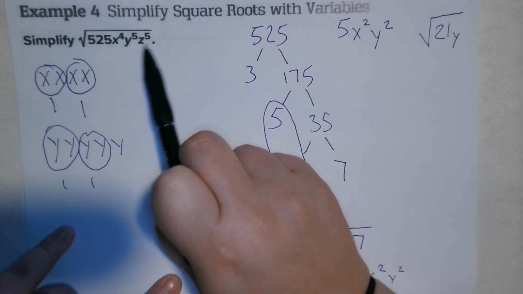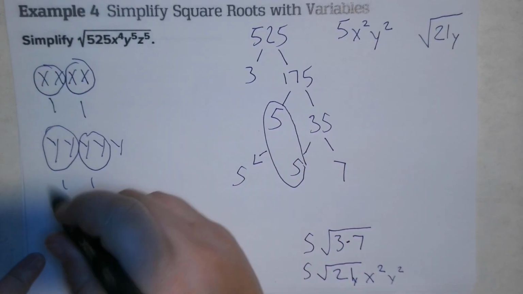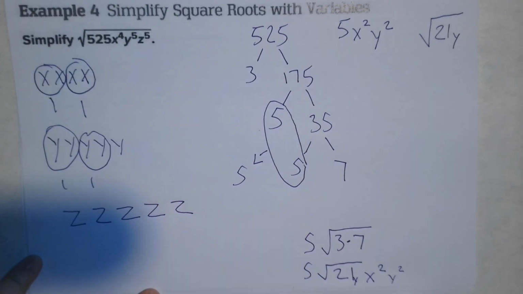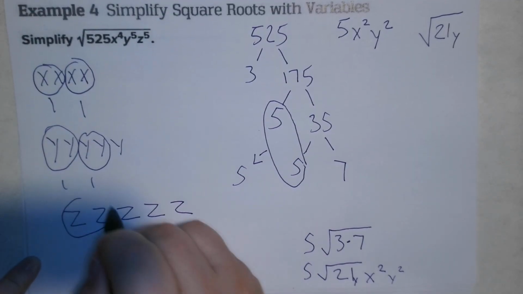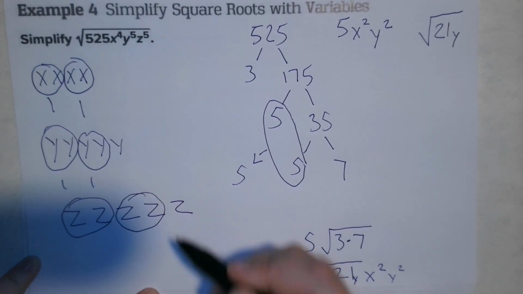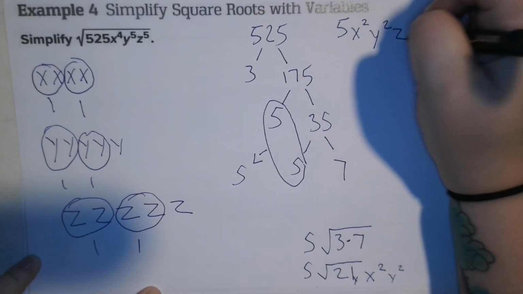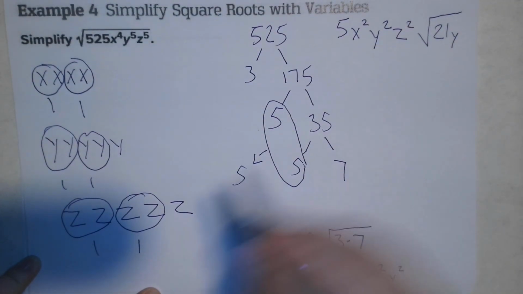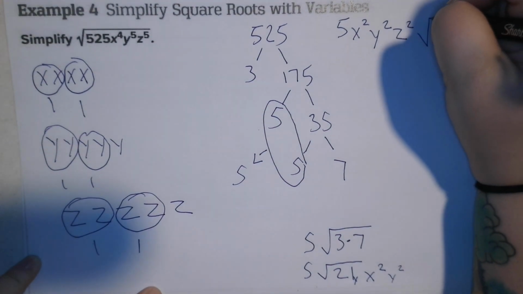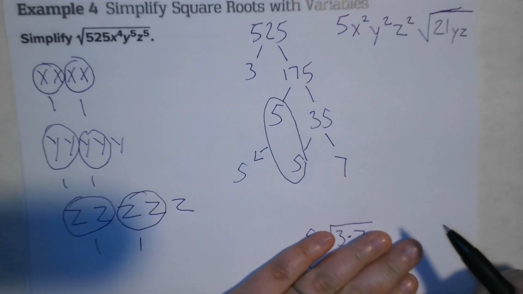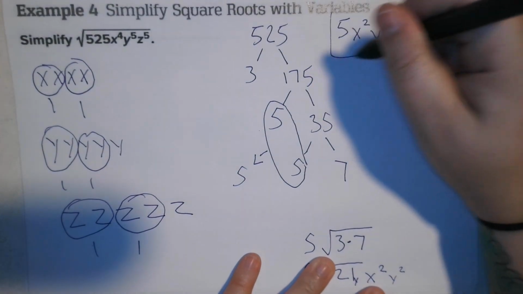It's going to be the same thing as the y, right? If you're unsure, you can do it again. 1, 2, 3, 4, 5. Circle groups of 2. 1 group of 2. 2 groups of 2. So that's 1, 2 z's. So z squared on the outside and 1 z on the inside of the radical. So I started trying to make notes down there. It didn't really work. So here is our answer.